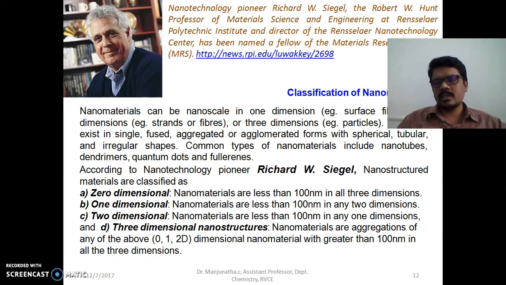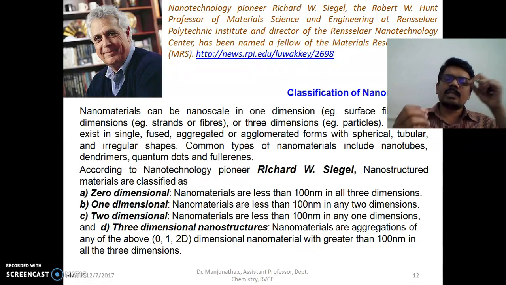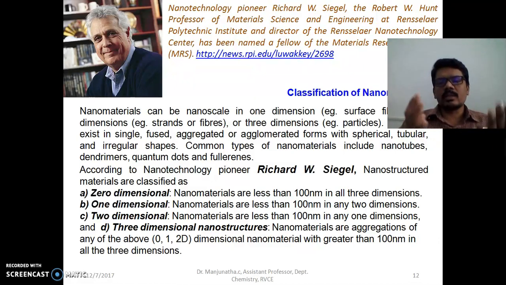The three-dimensional nanomaterials are actually the aggregation of any of these above, 0, 1 or 2-dimensional materials, with greater than 100 nanometers in all three dimensions. However, that particle will be a combination of zero-dimensional, one-dimensional, or two-dimensional materials. Overall, it will be greater than 100 nanometers in all three dimensions, but it will have the aggregation of nanoparticles of 0, 1 or 2 dimensions.